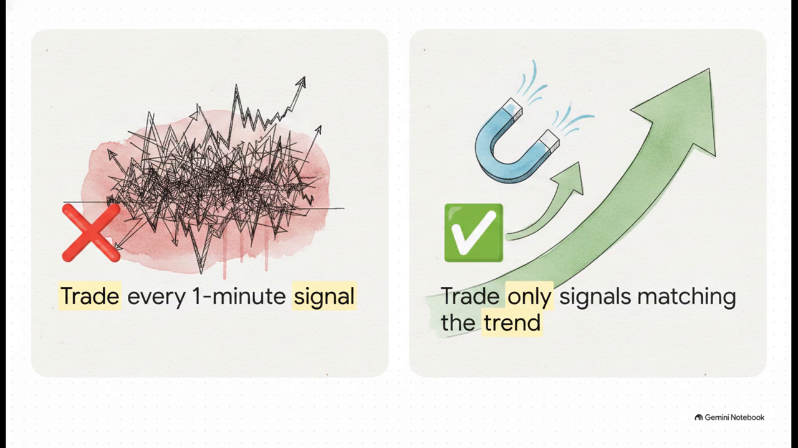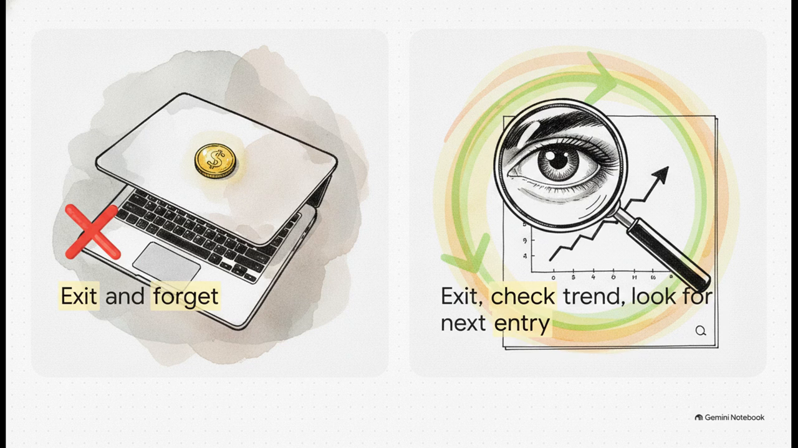You're using the 1-hour chart as an unbreakable filter, only taking 1-minute signals that match the 1-hour trend. Even if your timing's a little off, that larger trend acts like a giant magnet, constantly pulling your trades back into profit. Here's another massive mistake: hitting a winning trade, exiting, and then just completely walking away from the chart.